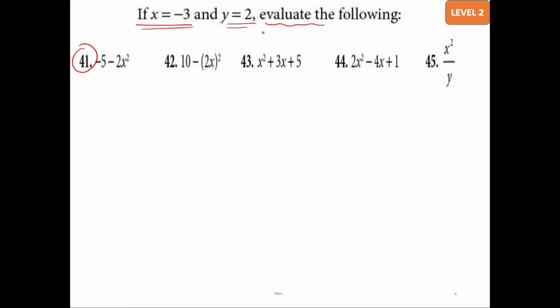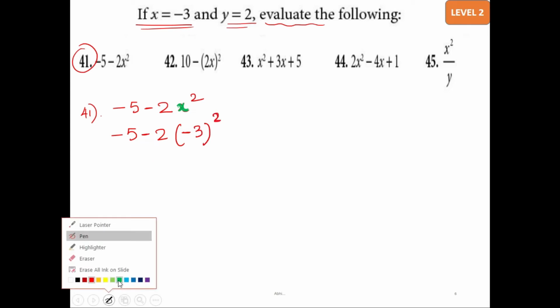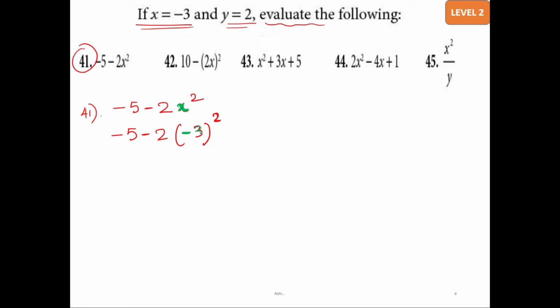Evaluate. I'm asked to find the value when x takes the value negative 3 and y equals 2. Taking question 41, negative 5 minus 2x squared. So here my only variable is x. So I'm going to replace x with negative 3. Now I would like to tell you, whenever you have a negative term, it's always better to keep it inside the bracket and square it. So x is replaced with negative 3.